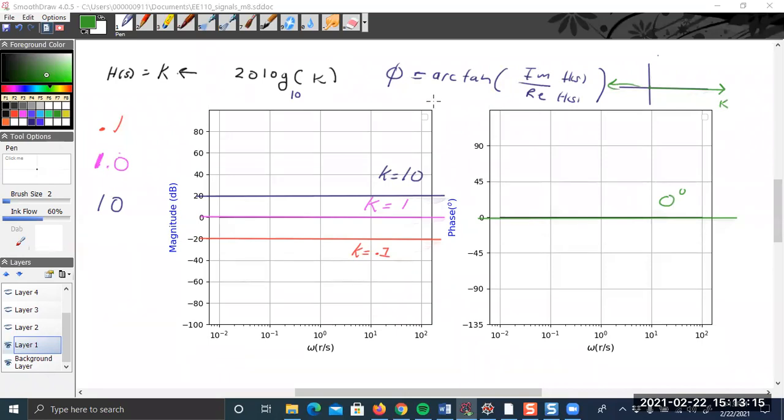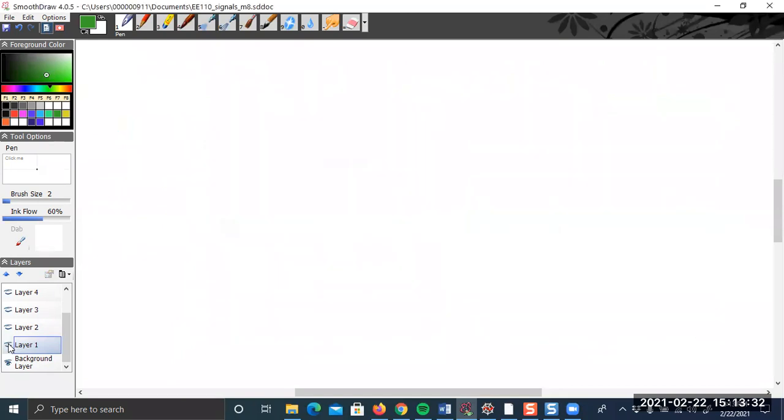So in our Bode plots, this is when we make approximations. This is when we have a constant gain. So this is one of the basic shapes: flat, horizontal, no slope.